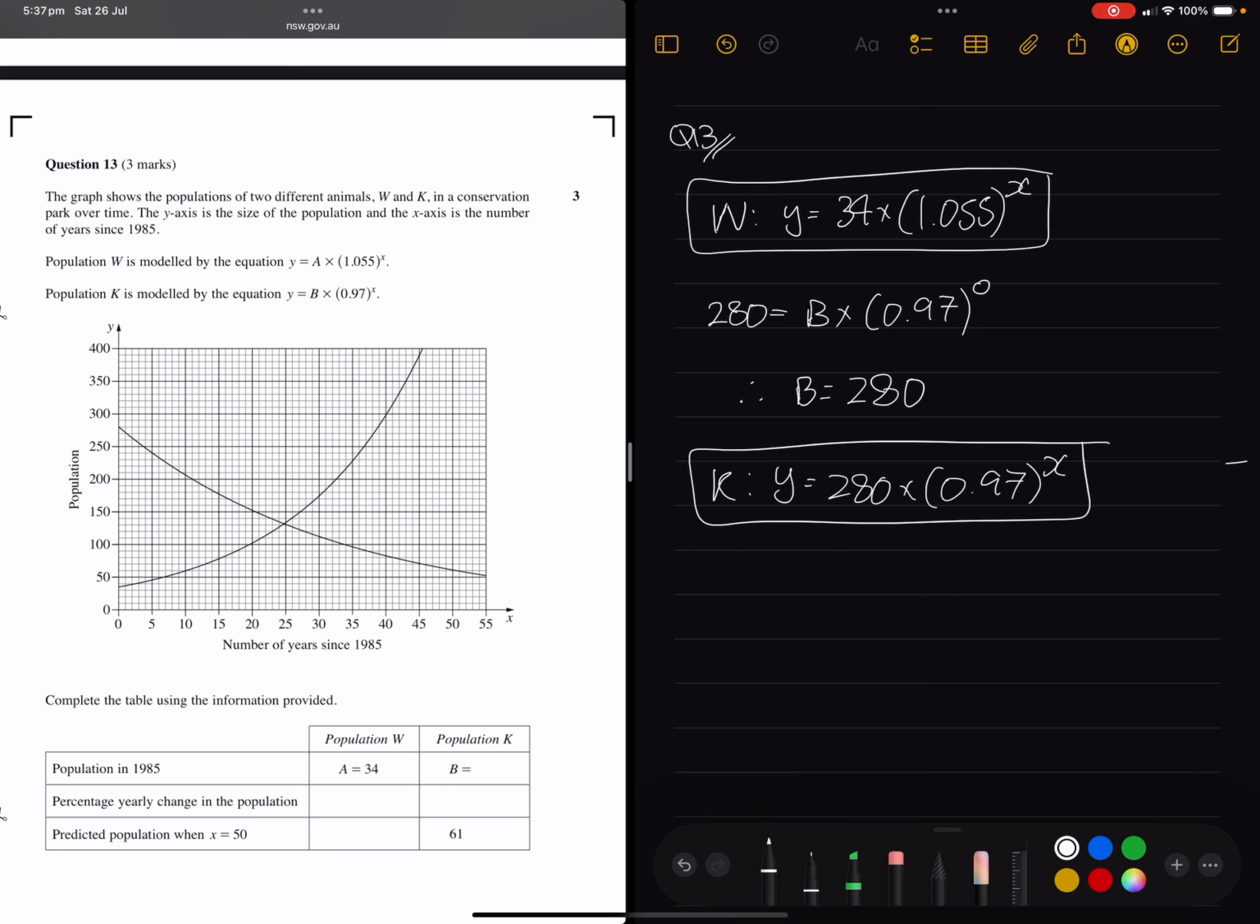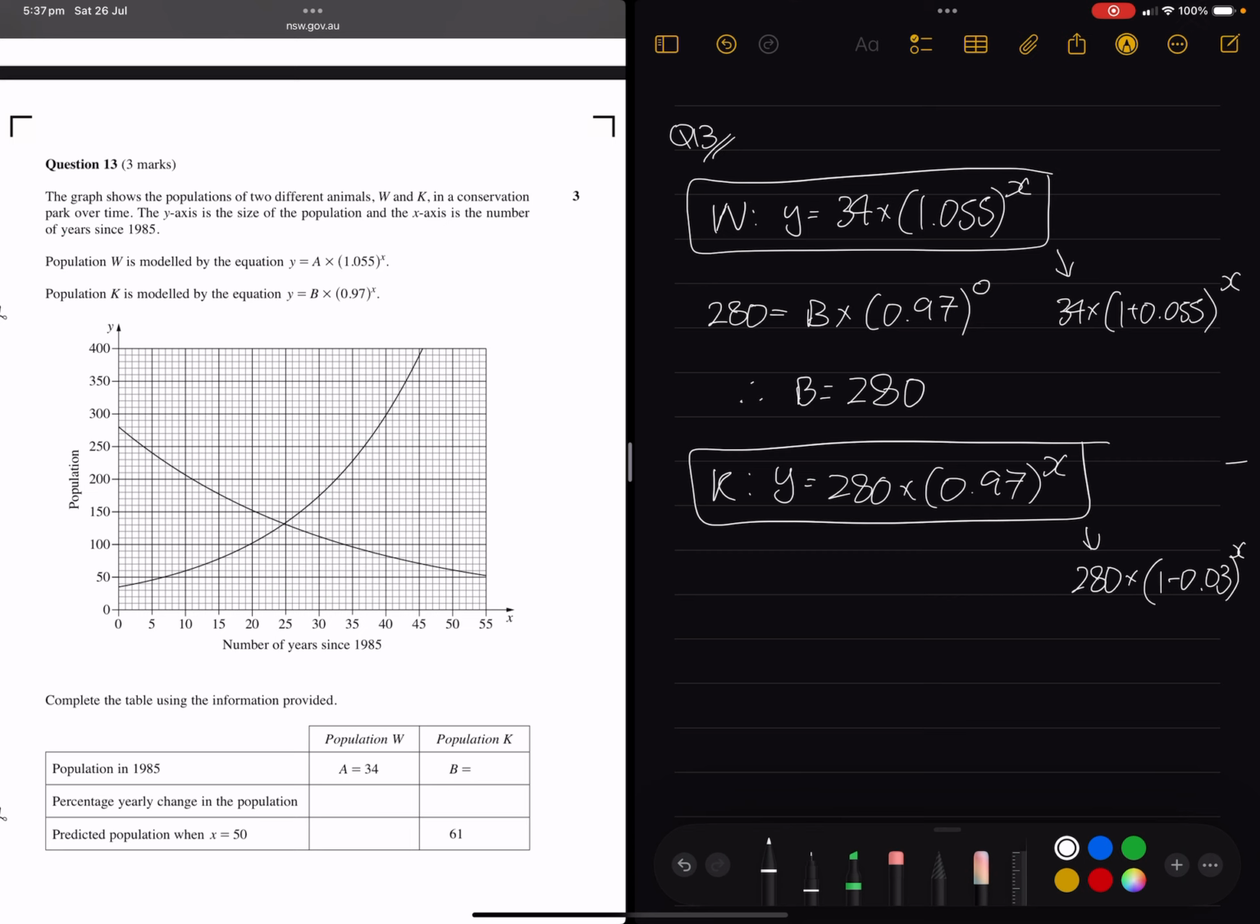So we have A equals 34, we have B equals 280. Percentage change. Well, if we rewrite this top model, we could write it as 34 times 1 plus 0.055 to the X. This bottom one we could write as 280 times 1 minus 0.03 to the power of X.